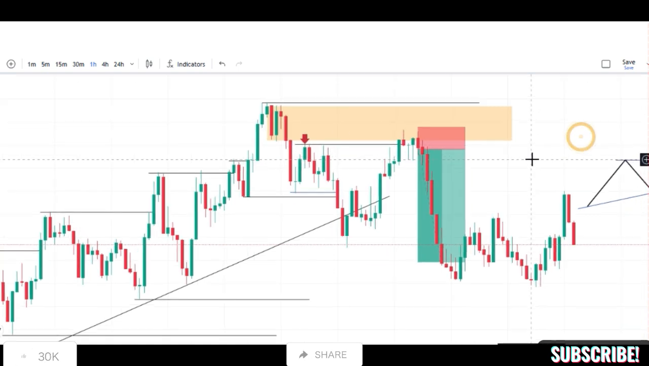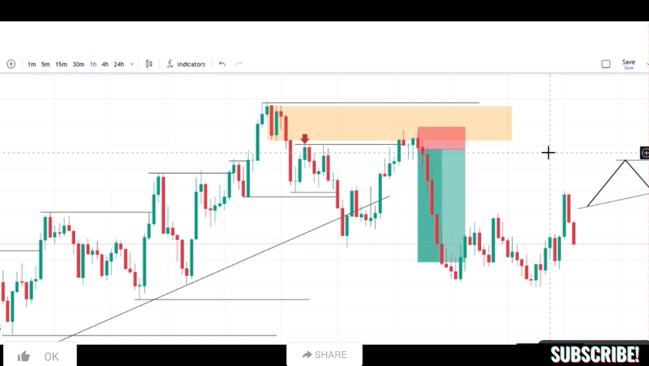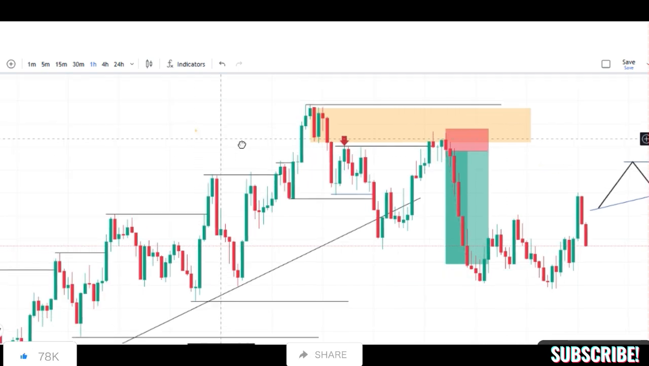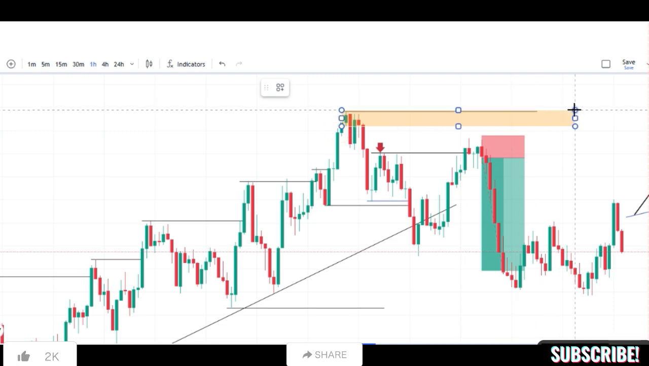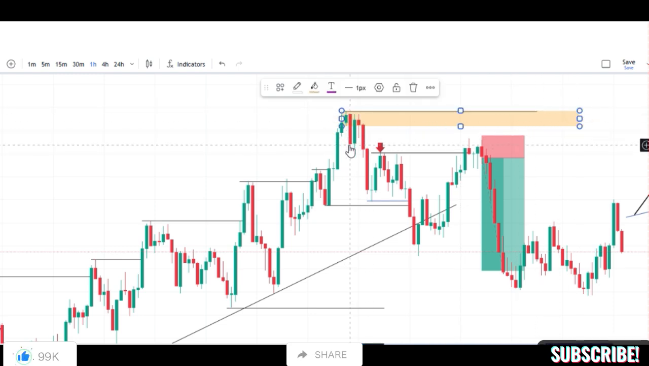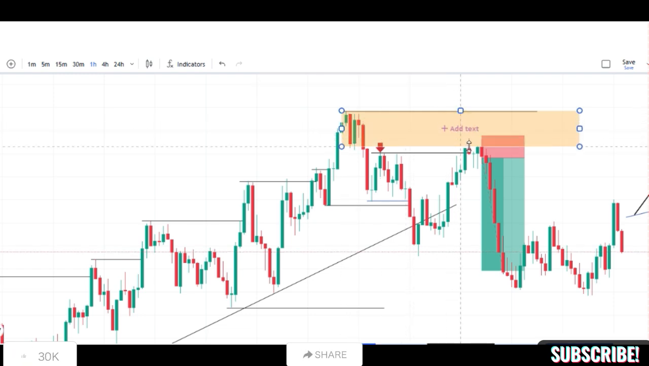You just want to go and mark out your breaker block. So you have to mark out this breaker block up here. You can see this was supposed to be our order block. Let me show you, for those who understand what an order block is. This particular bullish candle is supposed to be an order block, while the bearish candle that breaks that level, which is this bearish candle, becomes the breaker block. So you mark out the high of the breaker block and the low of the breaker block, which is what we have here.